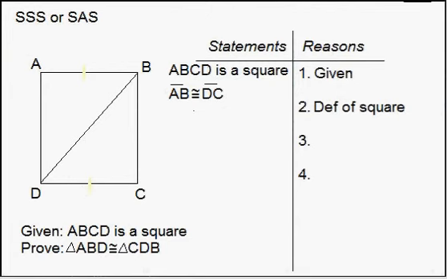Alright, now what would be the next logical thing? Well, we know that the other two sides are also congruent. Okay, and what would the reason for that be? Also, definition of square. Oh, hang on, let me put this up. AD is congruent to BC. Okay, definition of square.